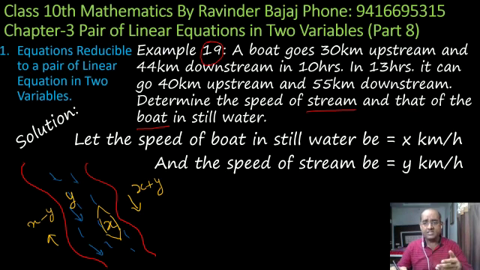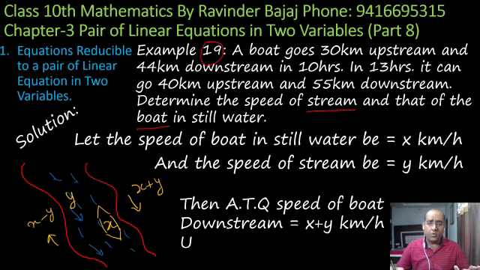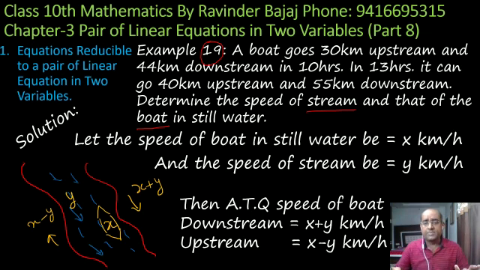So you need to understand this concept, that if the boat is going along the water, speed will increase, so x plus y. If the boat is going against the water, water will stop the boat. It will slow down the speed of the boat, so it will become x minus y. So here is the result. Then according to the question, the speed of the boat downstream is x plus y kilometer per hour, and the speed of the boat upstream is x minus y kilometer per hour. So this is the speed of the boat, upstream and downstream. Different speeds are there.